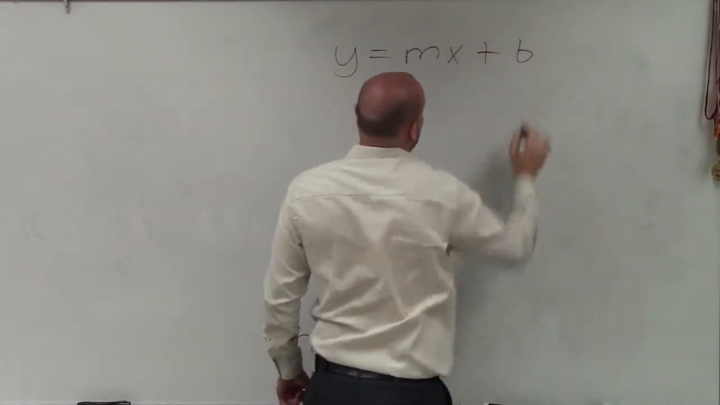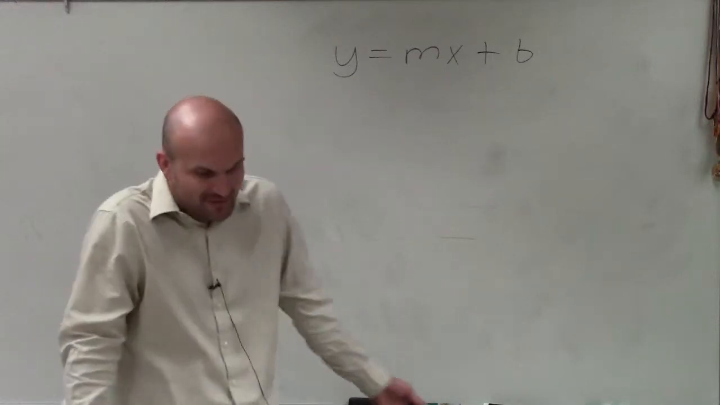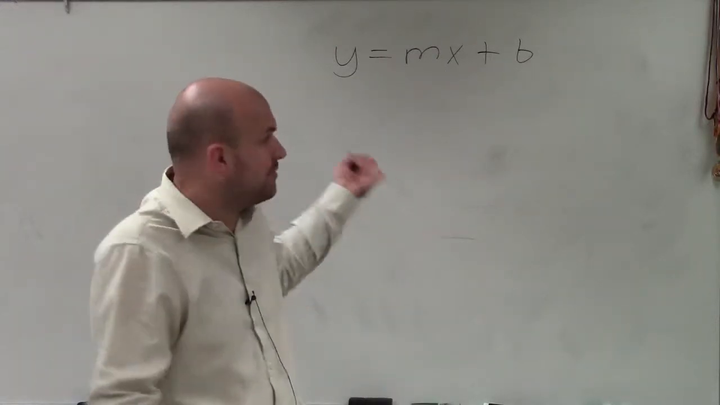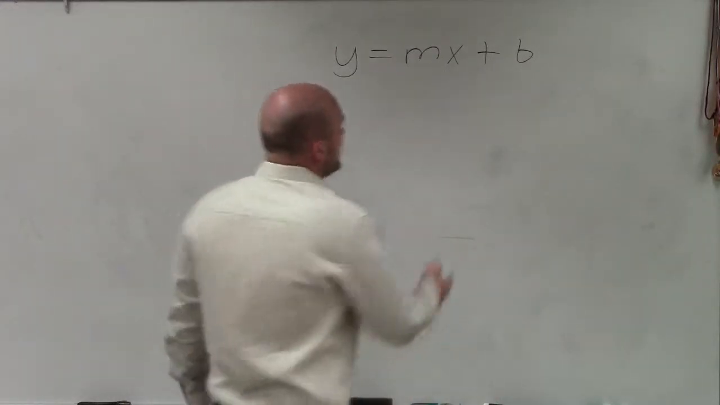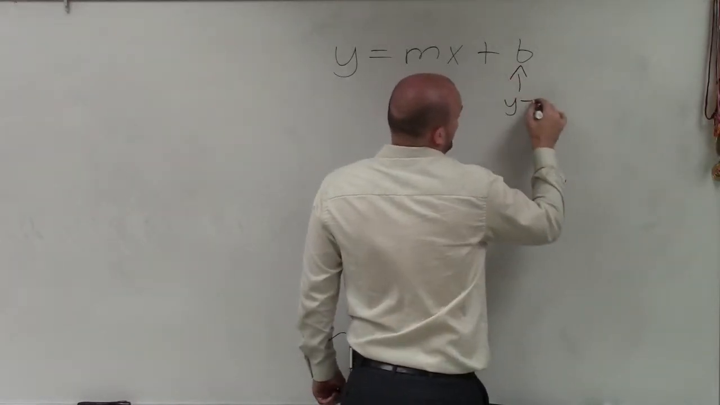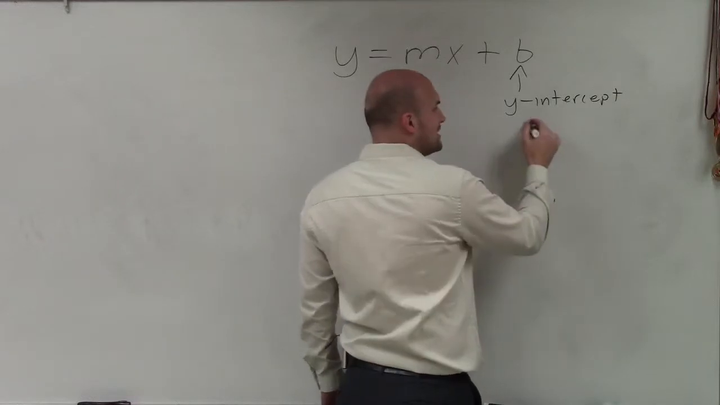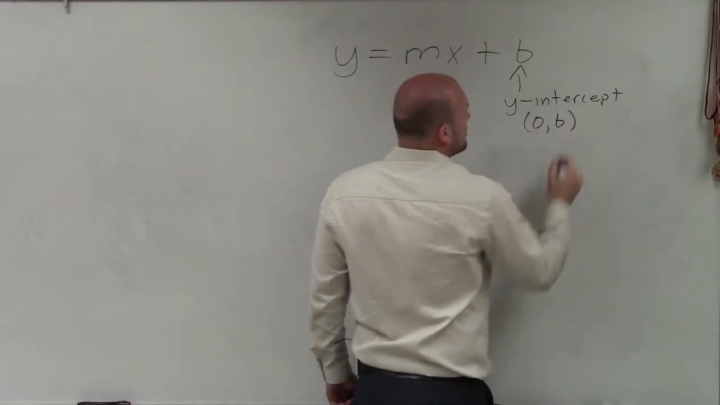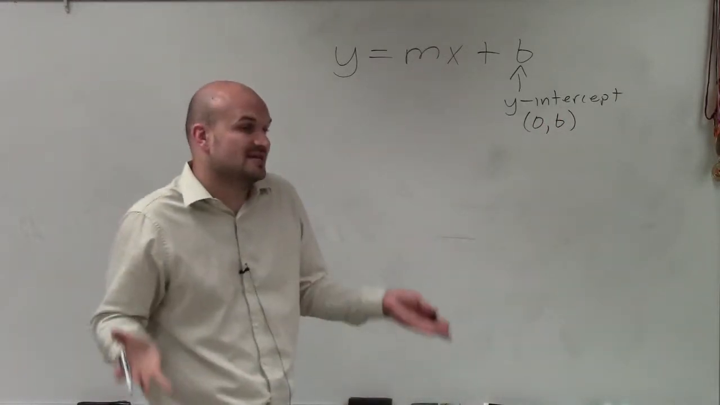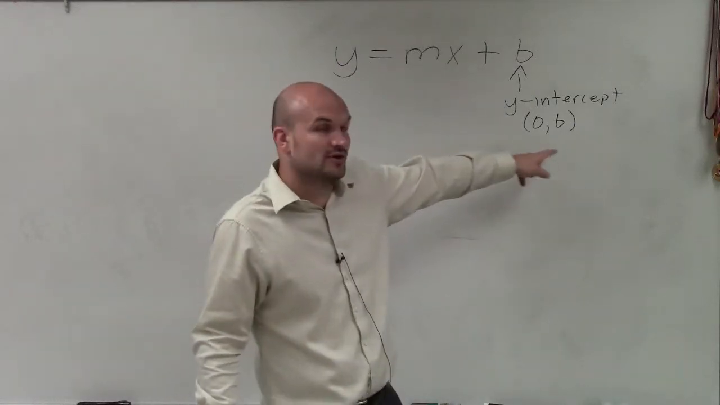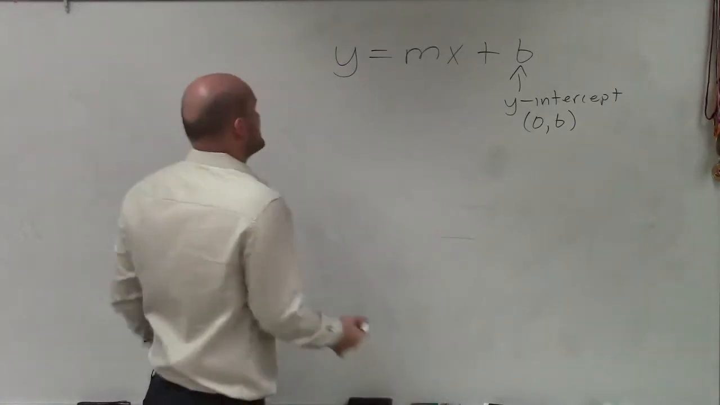Slope-intercept form is a representation of a linear equation in the form y equals mx plus b, where b is going to represent our y-intercept. Now, our y-intercept is a point, so to represent that as a point, we'll write (0, b), because it's going to be on the y-axis, so your x-coordinate is always 0.